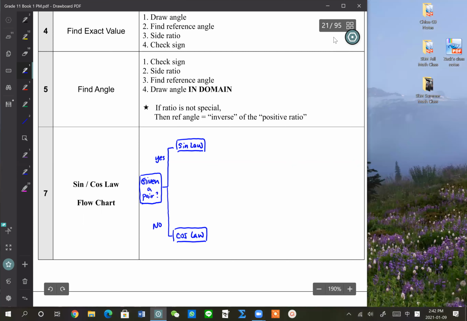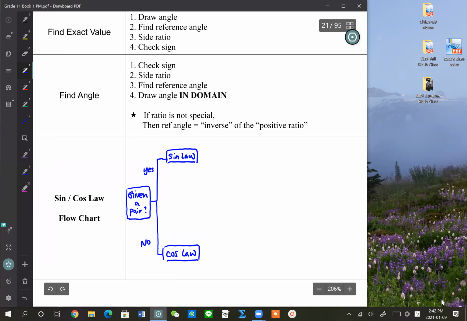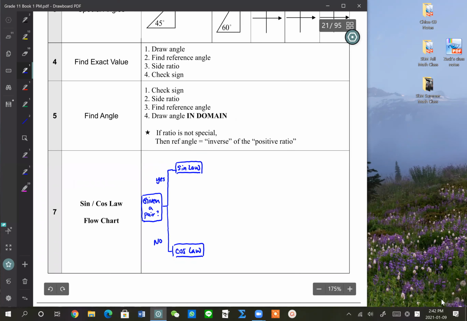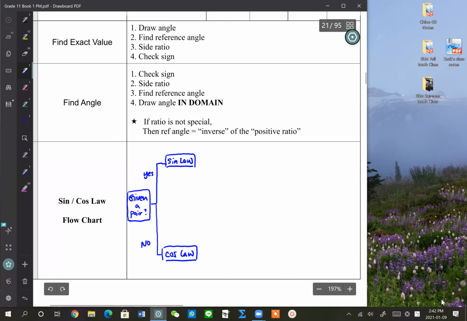Once you know it's sine law, now you need to decide whether it's ambiguous or not. By now you should know how to decide, right? How do you know it's ambiguous or not? Can anyone answer me? How do I know this picture is ambiguous or not? Nobody? Then we need to learn the whole lesson again.